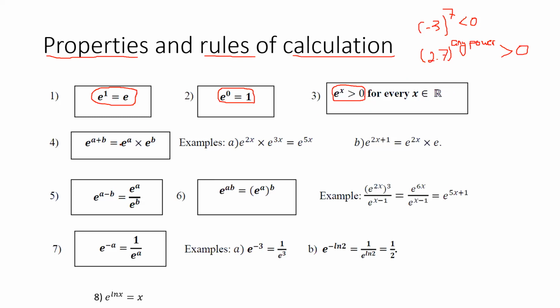Property number 4, e to the a times e to the b. If we are multiplying two powers of the same base, we add the powers: e to the power a plus b. E to the a times e to the b is e to the power a plus b. Example, e to the power 2x times e to the power 3x. We add the powers, it becomes e to the power 5x.